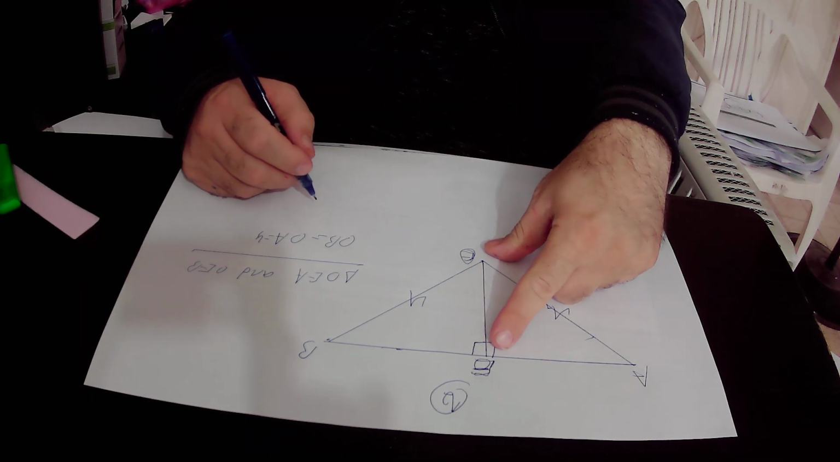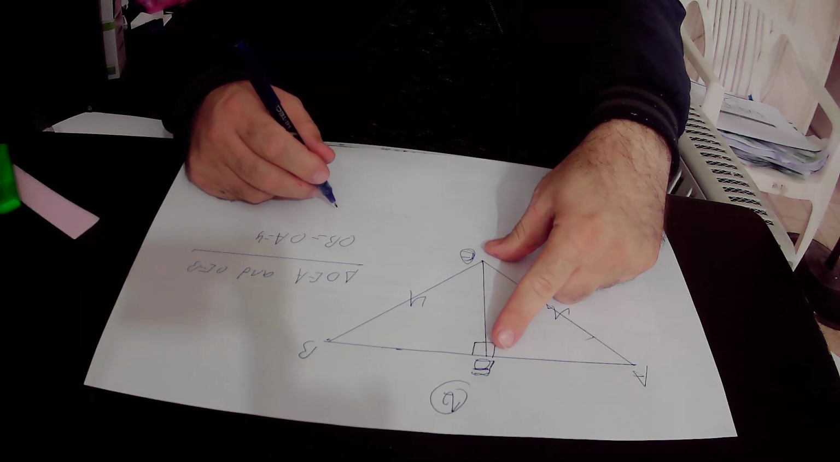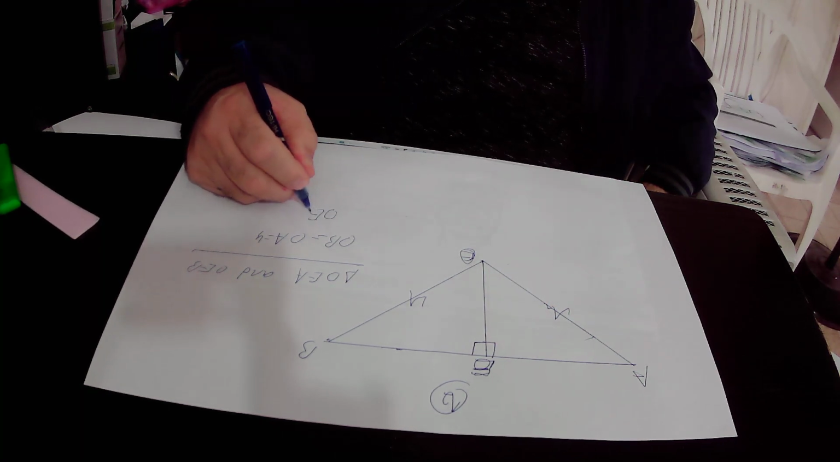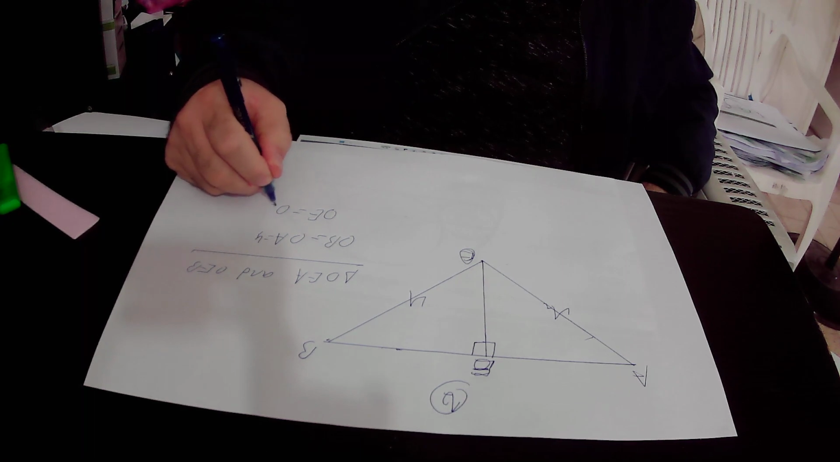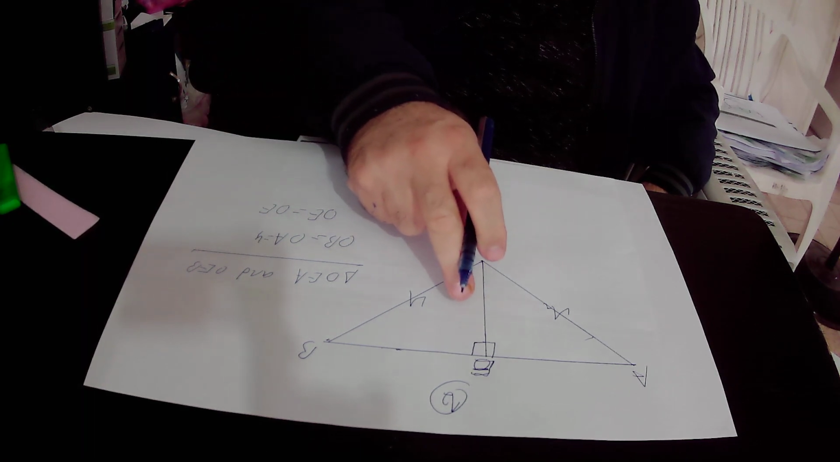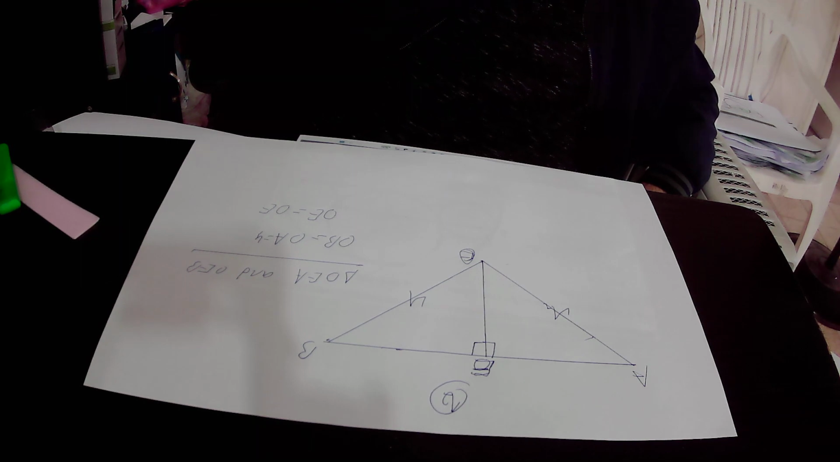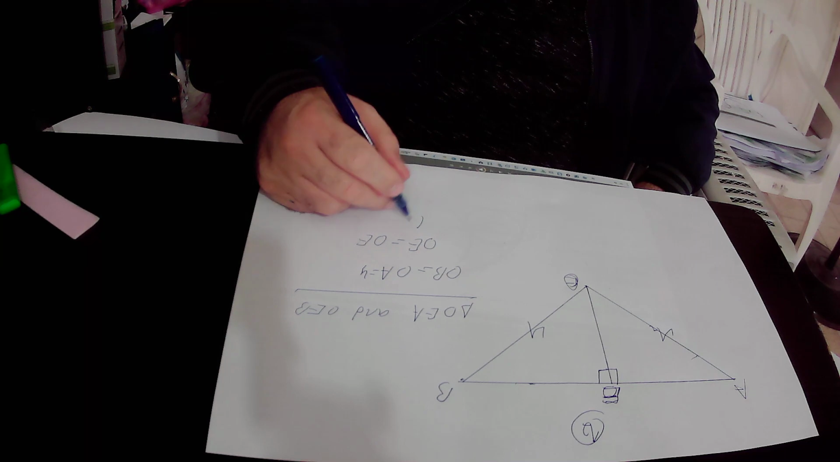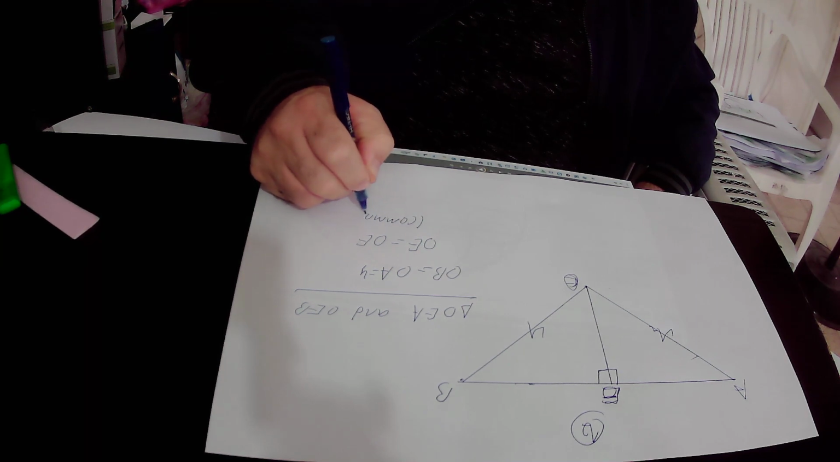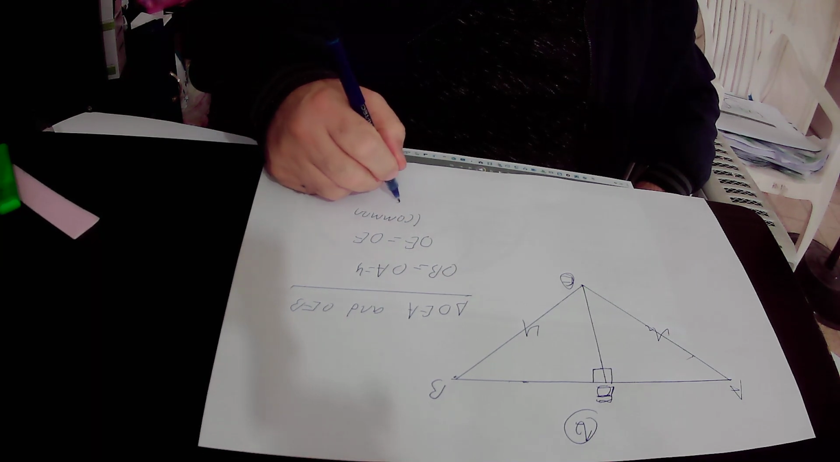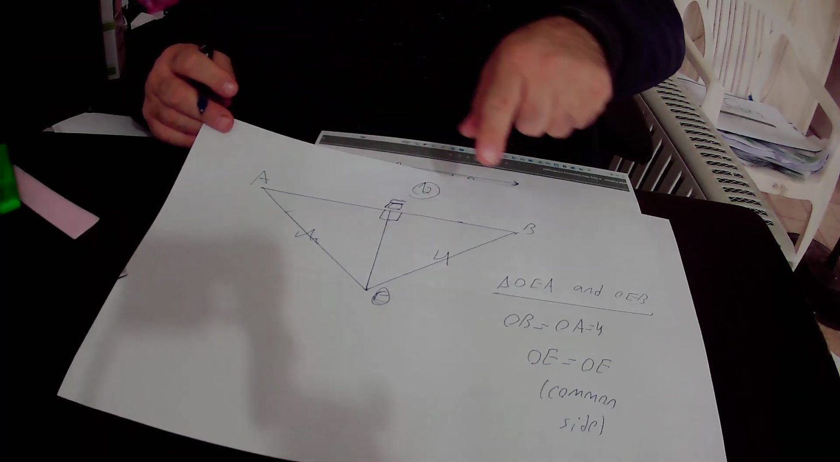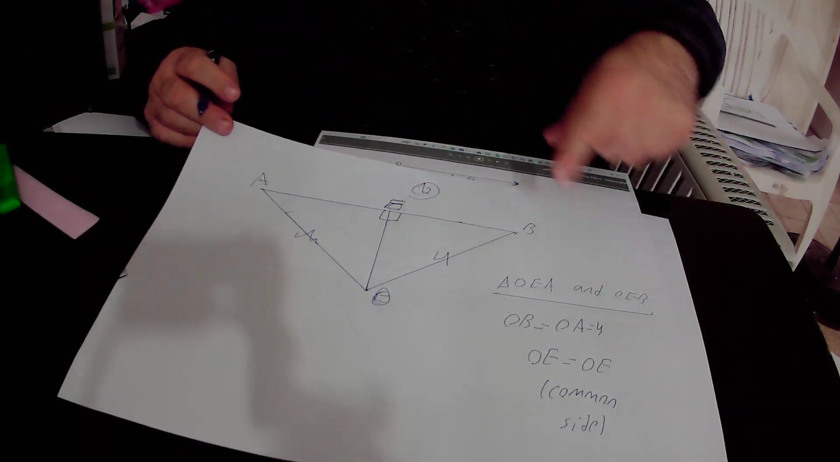And we have this side, it is a common side, it belongs to both triangles. So OE equals OE. It is a common side that belongs to both triangles. Okay? OE equals OE is a common side that belongs to both triangles.